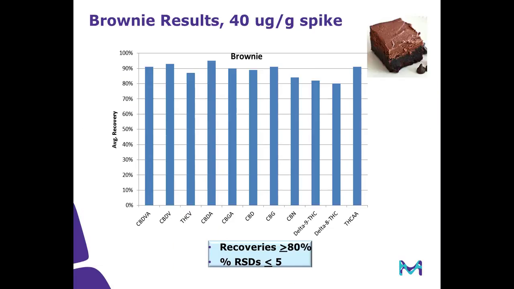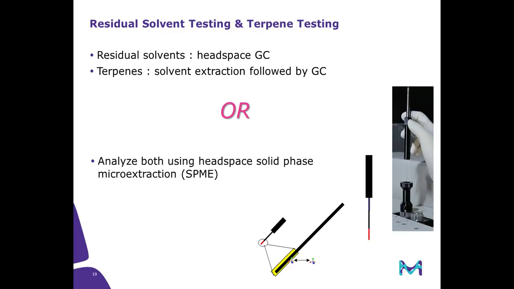And for the spike level that we spiked at, which was 40 ppm, micrograms per gram, the recoveries were pretty good. They were all above 80%, and our reproducibility for spiked replicates was very good with RSDs below 5.